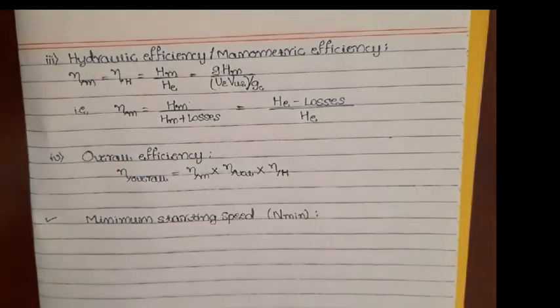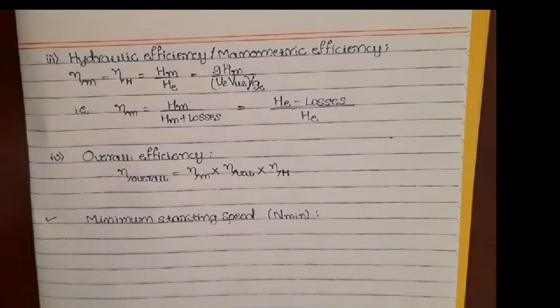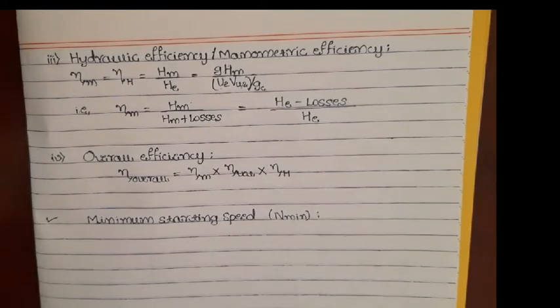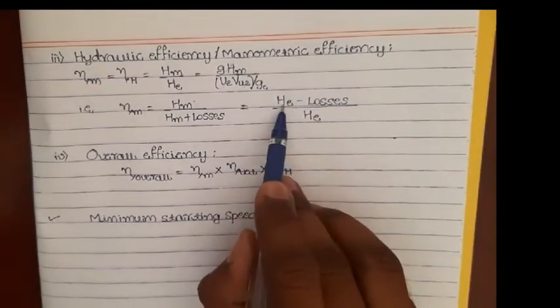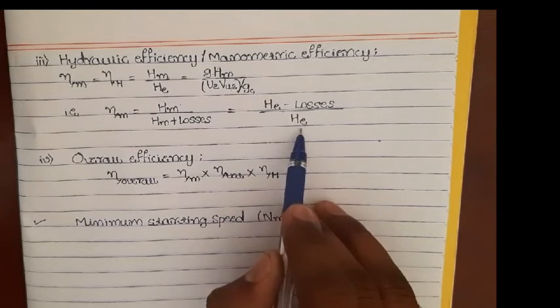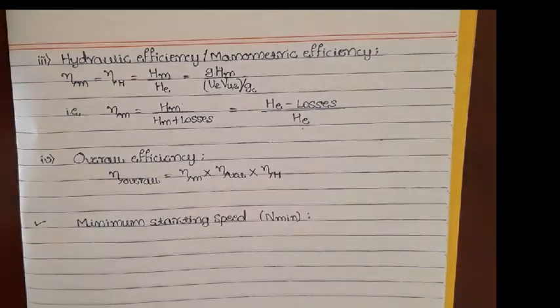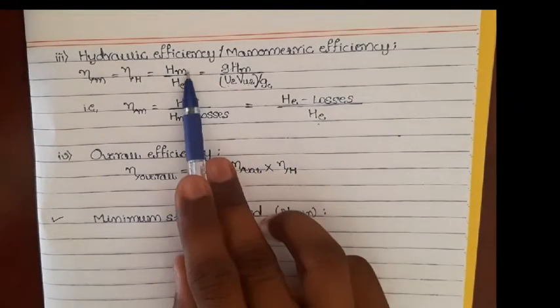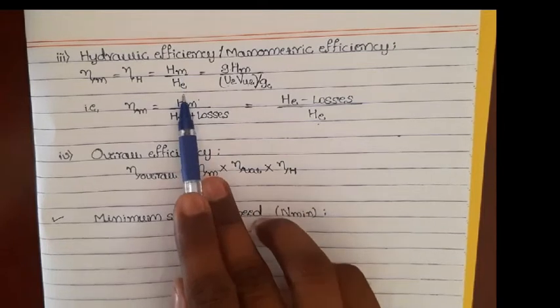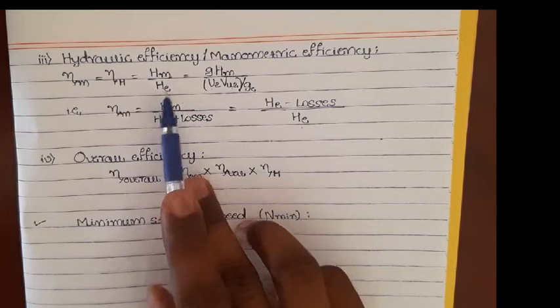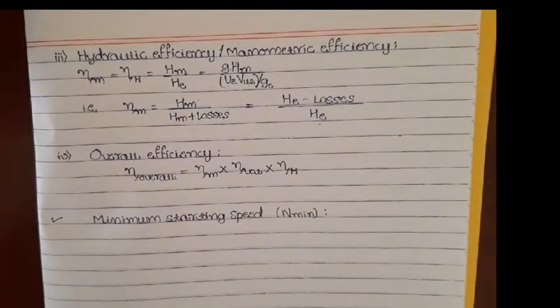divided by manometric head plus certain losses, right? Losses due to shock, eddy current and all those losses, isn't it? Or in other words, I can say Euler's head minus losses divided by the total Euler's head, isn't it? So this is what is known as manometric efficiency or the hydraulic efficiency. The amount of head against which the pump is working to the amount of head which is developed at the impeller. That is what is known as hydraulic efficiency.